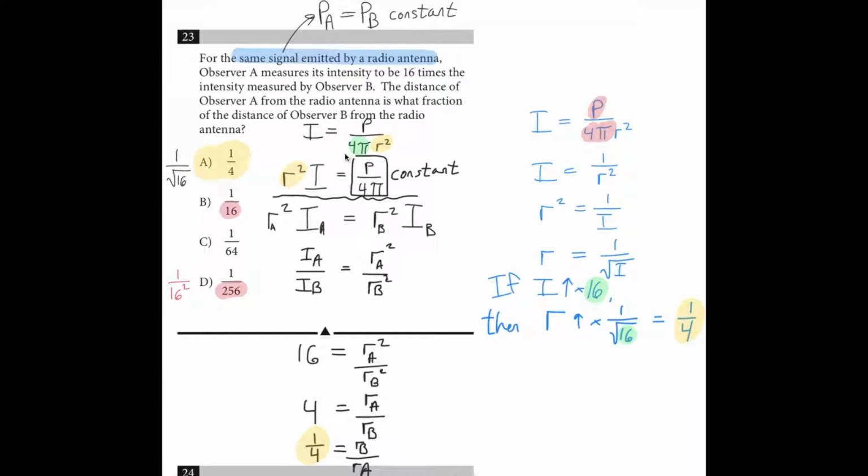So here's our original equation, and it says that observer A measures its intensity to be 16 times the intensity measured by observer B. So what I want to do is move these over to the other side and put all the stuff that's going to stay constant over here and r squared times I over here. So in that case, what we can say is that if it's the same power divided by 4 pi, then these two expressions are going to be true for both observer A and observer B.